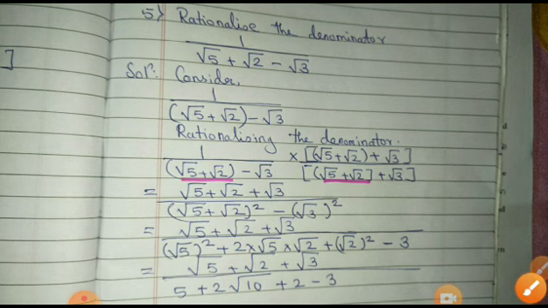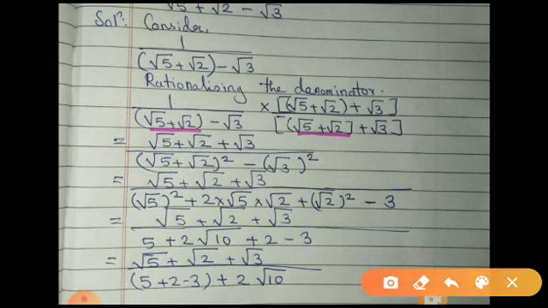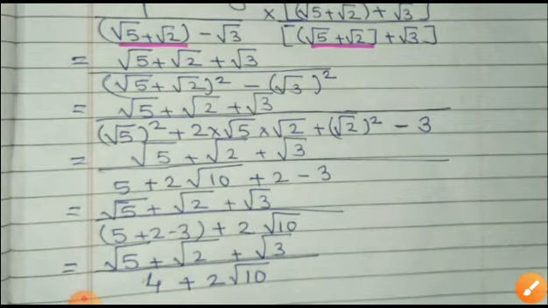Okay. Again, like terms together. So like terms I have 5 plus 2 minus 3. So 5 plus 2 is what? 7. 7 minus 3 is 4. Okay. So I'll be getting that as root 5 plus root 2 plus root 3 divided by 4 plus 2 root 10.